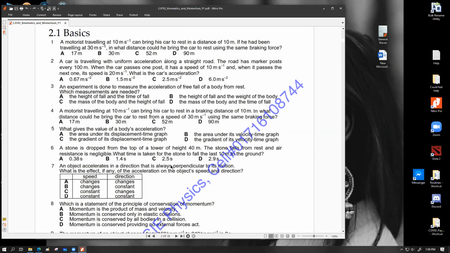What is the effect, if any, of the acceleration on the object's speed and direction? The speed would not change, the direction would change. Because in circular motion the force works radially inwards, so it does not affect the speed of the object. The object can have uniform speed, but at every single instant it continuously undergoes acceleration because of this direction change. So I believe C is the correct response.